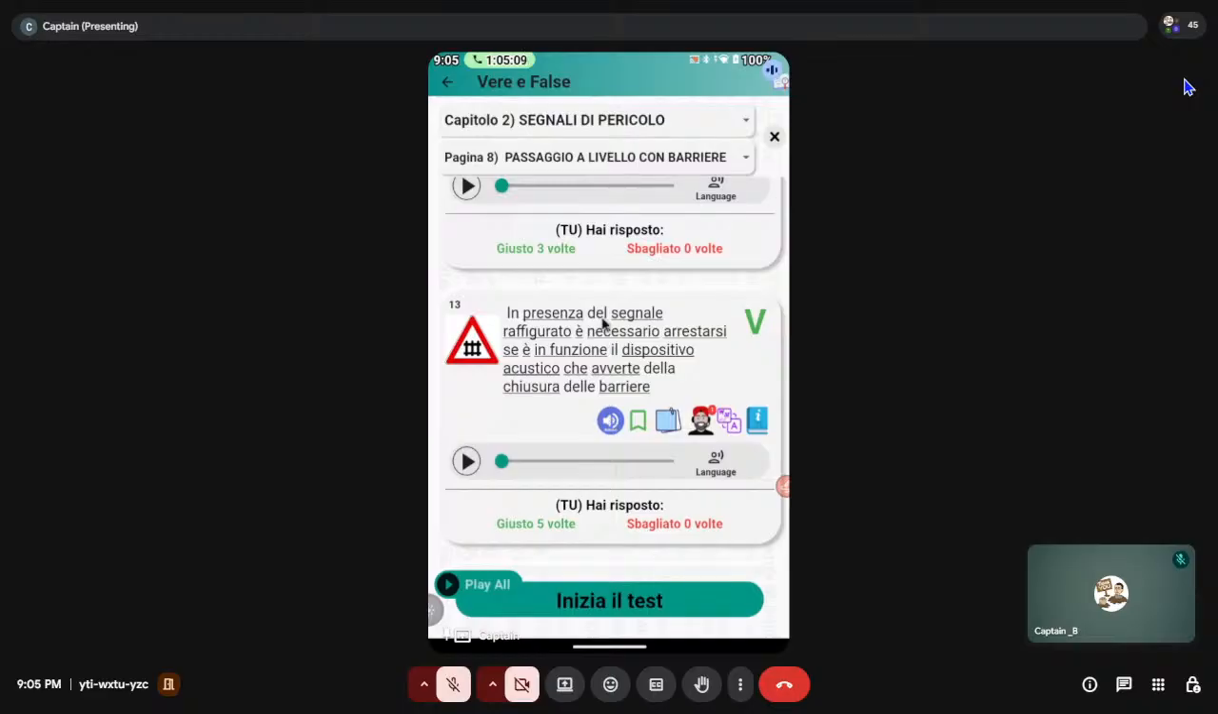We saw this one before. It's the same thing. They are repeating it again. It's in the presence of this sign that is referring to. There's nothing for you to wait. Se è in funzione, if the device acoustico, I mean the horn device, is functioning, che avverte della chiusura, the closing of the barrier. You understand? So if that noise is sounding, the barrier is about to close. Okay, so it is necessary to stop. Arrestarsi.